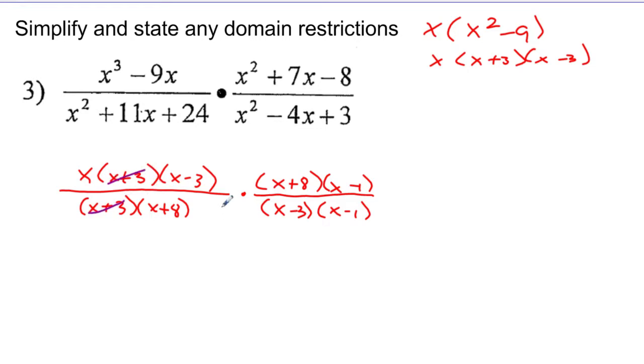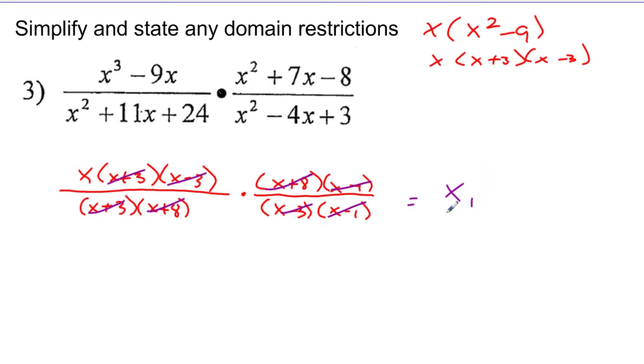Okay, so if I do my canceling now, I'm going to look and I see an x plus 3 and an x plus 3. I have an x minus 3 and an x minus 3. I have an x minus 1 and an x minus 1. And I have an x plus 8 and an x plus 8. The only thing that's left here is x. So I'm going to say my answer is x. And that's it. Everything else went away.